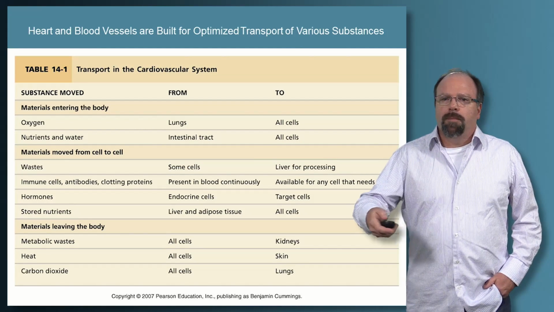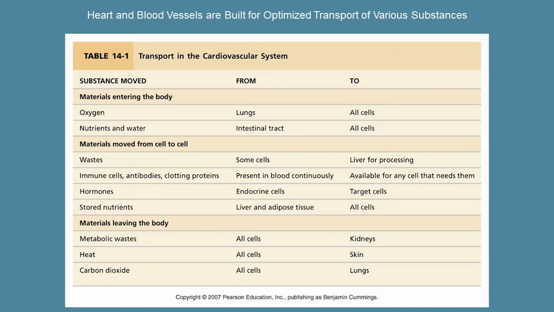When we speak about the vascular system within the cardiovascular system, we're really speaking about the plumbing, or the tubing through which blood is transported. Here we have a table of a number of the substances that are trafficked through the cardiovascular system. And what you really see from this table is how critical the optimized transport of blood and these materials is to the function of every cell in the body.